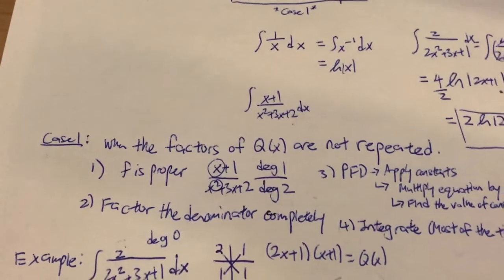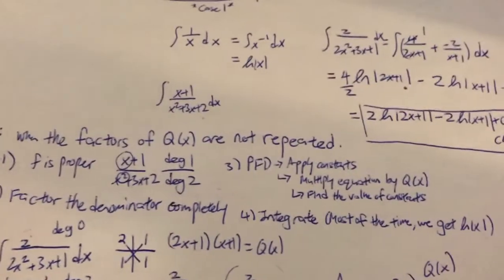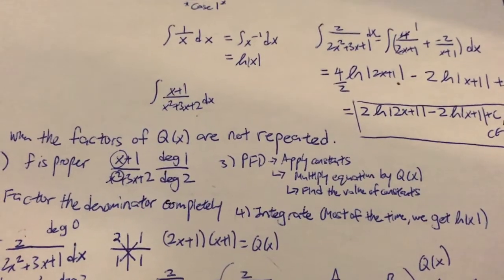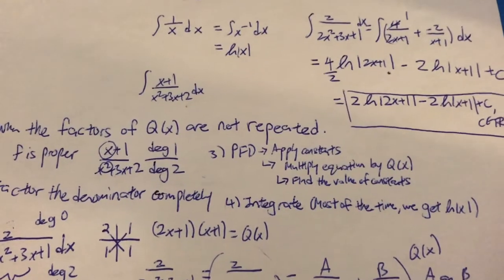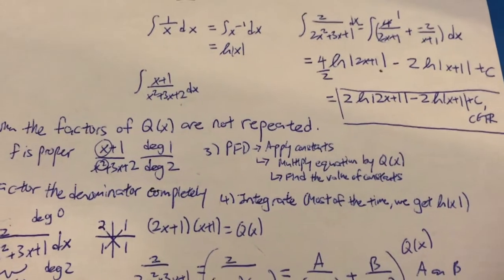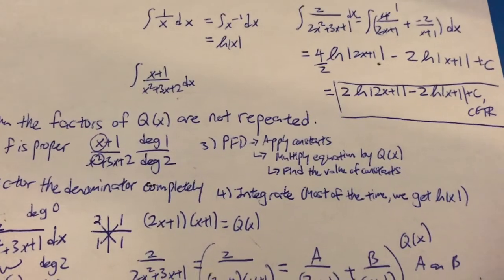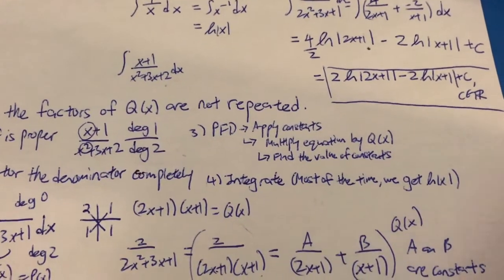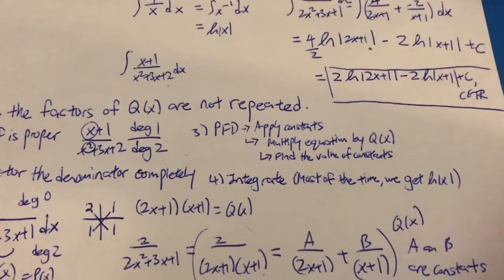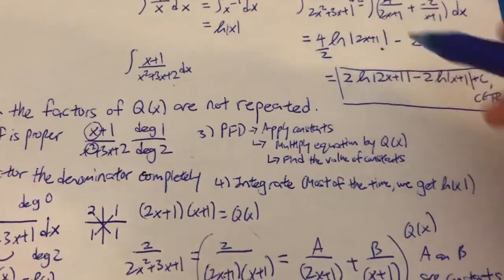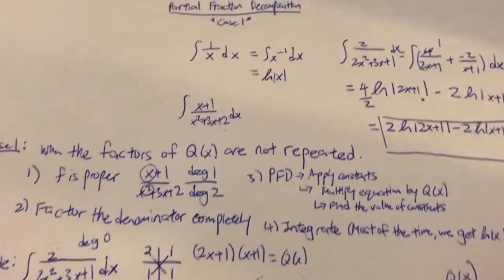Once again, f is proper, factor the denominator completely, apply the PFD, apply constants, multiply the equation by q of x, find the value of constants, and last but not least, you just integrate. And most of the time, you're going to get some sort of ln x plus whatever is there inside the factor. So that's pretty much it.